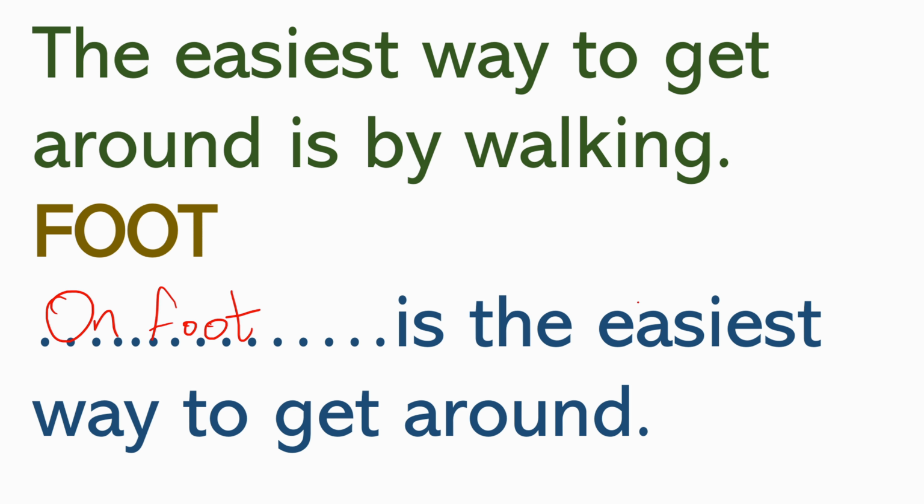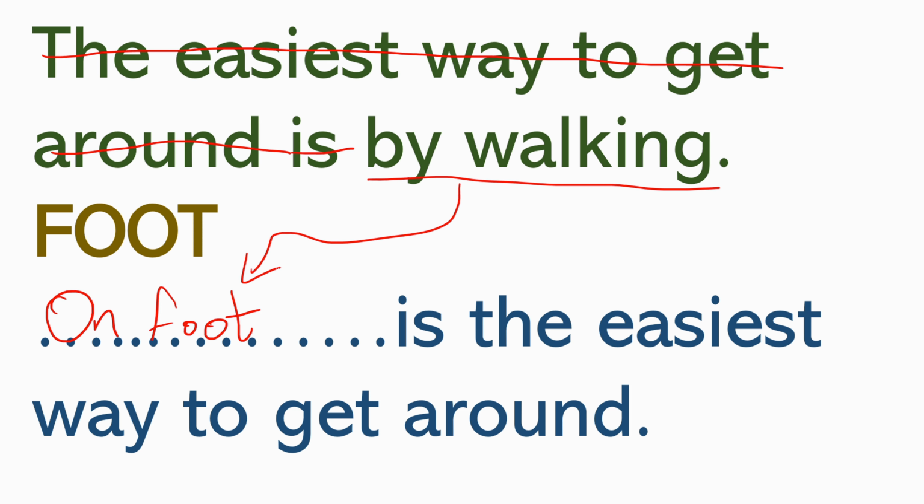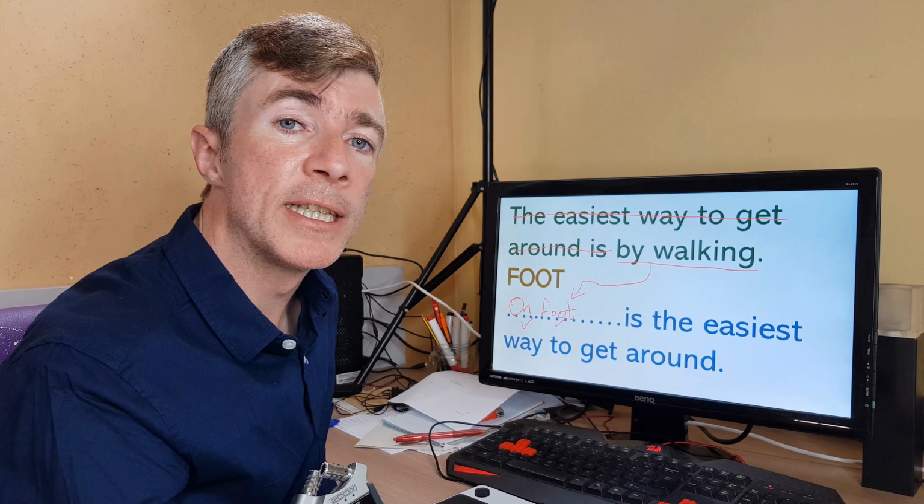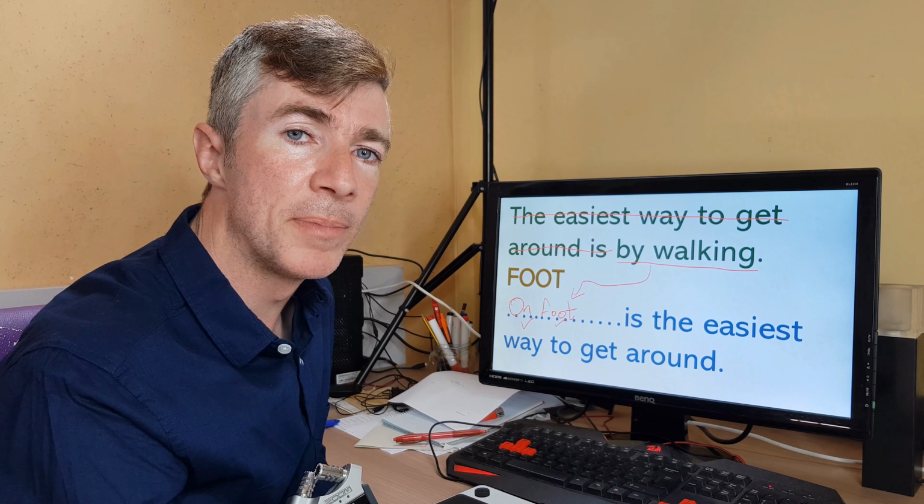So let's just check that we've got everything there. So the easiest way to get around, got that, is, got that, by walking, we've changed that to the phrase on foot. So we've completed the answer. So in this case, you would get a point for the correct use of the preposition that they didn't give you, and a second point there for the noun, the keyword, that they do give you in the correct position.